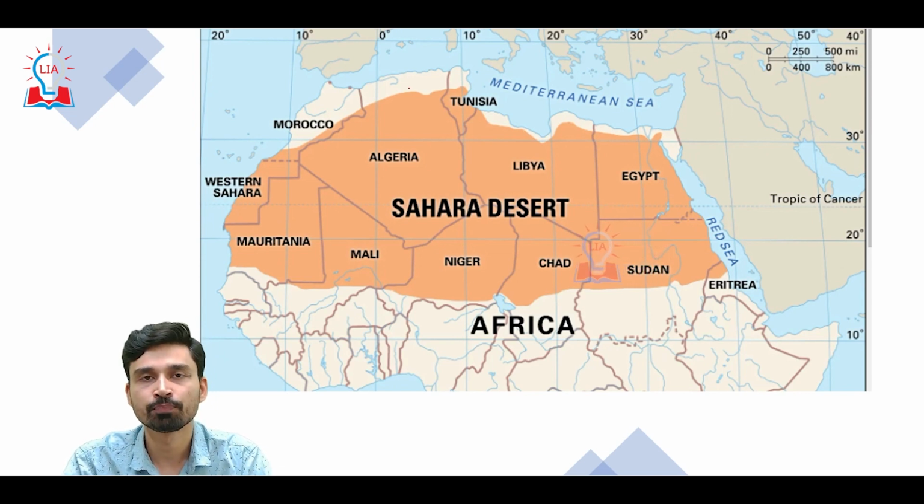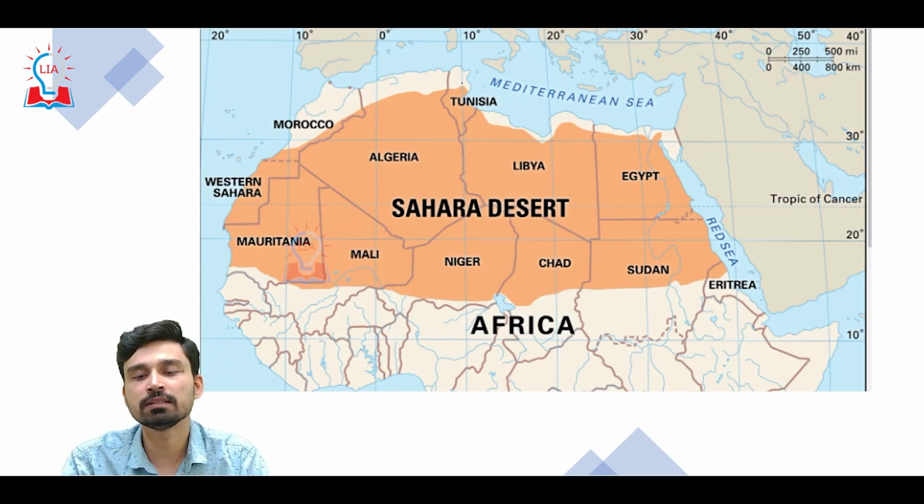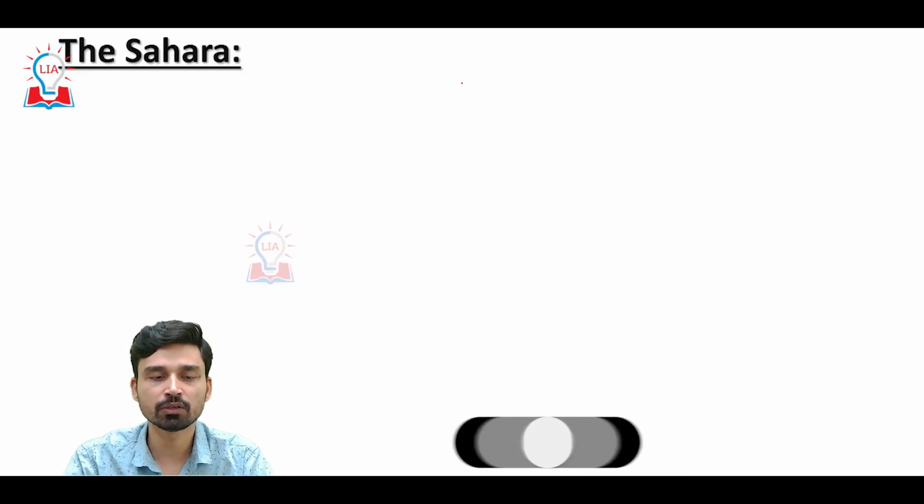In terms of major countries that are situated in the Sahara Desert, we have countries such as Mauritania, Morocco, Western Sahara, Algeria, Libya, Egypt, Sudan, Chad, Niger, Mali, and a small part of Eritrea in the east, as well as a small part of the southern Tunisia on the Mediterranean coast.